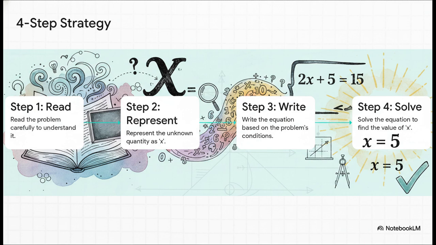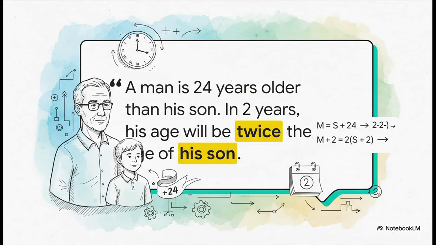1. Read the problem carefully to actually understand what's happening. 2. Figure out the one thing you don't know and just call it x. 3. Turn the story into a balanced equation. And 4. Solve for x. Let's try this strategy on a classic puzzle.